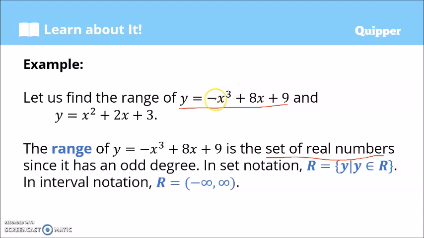Again, when the degree is odd, we don't have to check on the sign of the coefficient anymore. So, kung odd, automatic yan. It's the set of real numbers. In the set notation, R equals, R for range, R equals y such that y is an element of real numbers. In interval notation naman, R equals from negative infinity to positive infinity. Parenthesis yan ha, parenthesis.